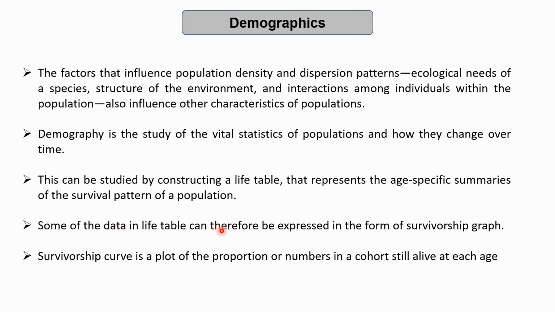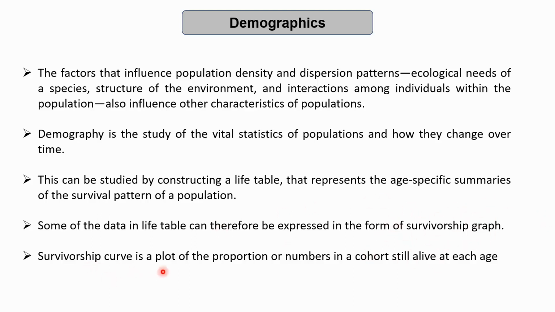Some of the data in the life table can also be expressed in the form of a graph, known as the survivorship graph, that tells us how, with the increase in age, the survival of a particular population is affected. There might be some populations where young individuals find it difficult to survive, while on the other hand there might be other populations in which the older individuals face difficulty in surviving. All this is expressed in the survivorship graph.